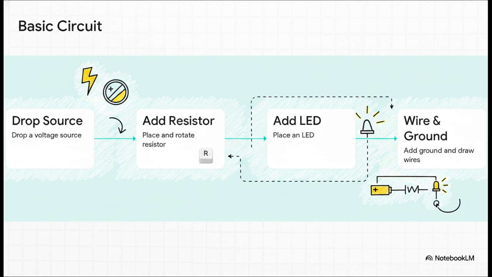Step 1, you drop a voltage source. Step 2, place a resistor. And here's a pro tip. Just hit R to instantly grab it, and Control R to rotate it right into place. Step 3, add an LED. Step 4, pop in a ground and draw your wires. Bam, done. It flows so naturally.